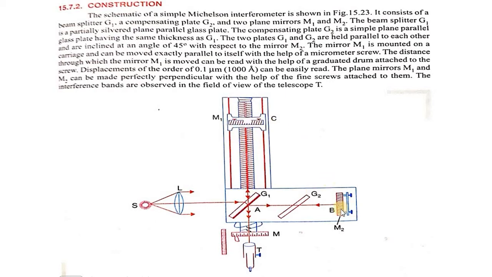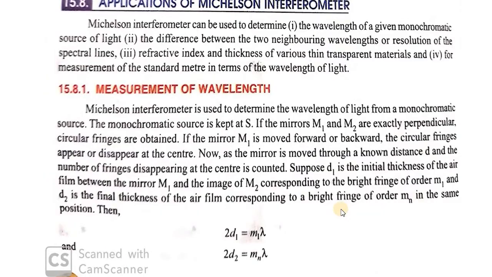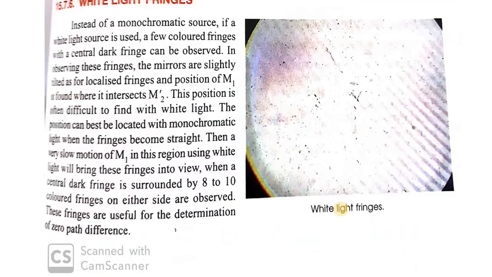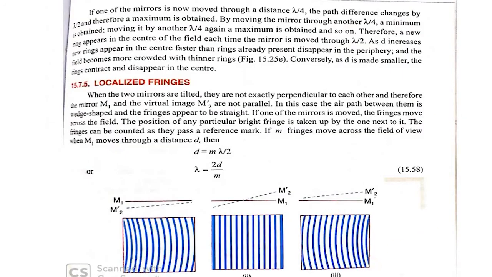And if I am tilting one of these mirrors slightly, then what happens? In this case, the air path between them is wedge shaped. It could be tilted in this form, or in this form, or in this form. And if it is moving to a tilted position, a wedge shaped film will be formed. We have already discussed the nature of the wedge shaped film and the nature of the fringes. Fringes will be straight line fringes.